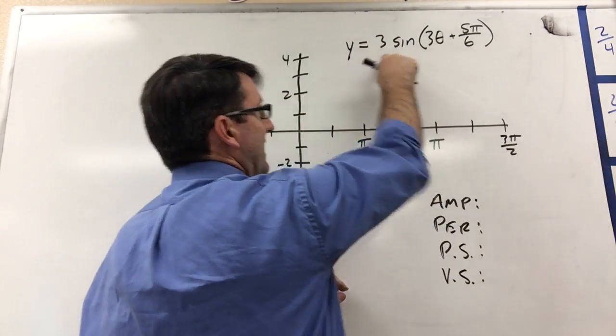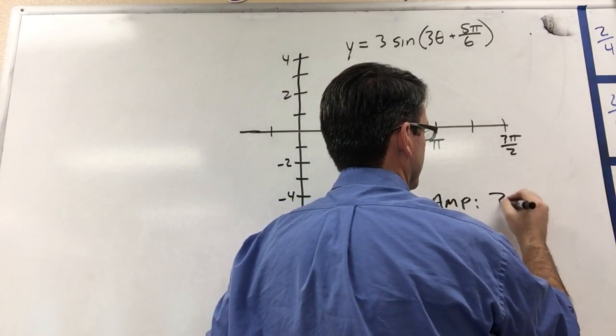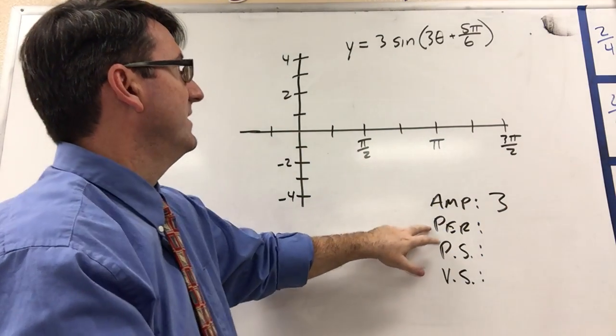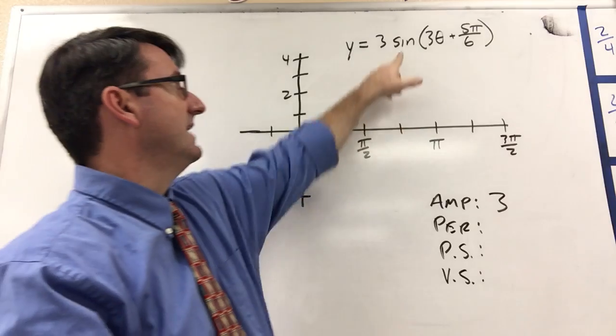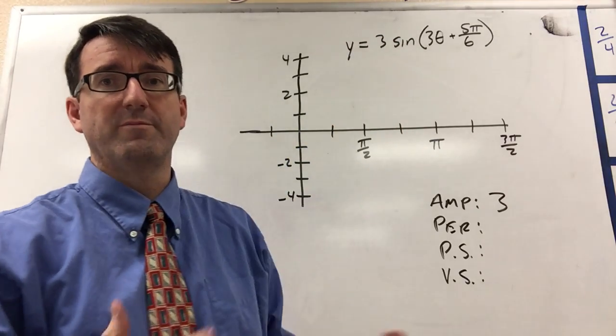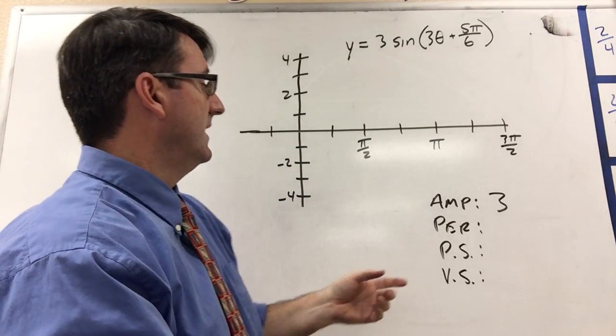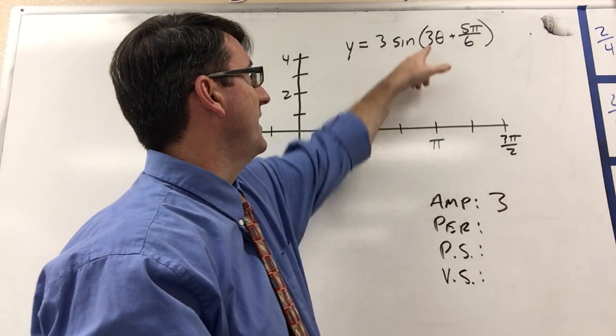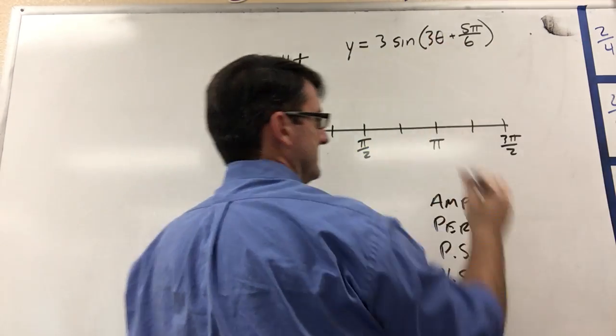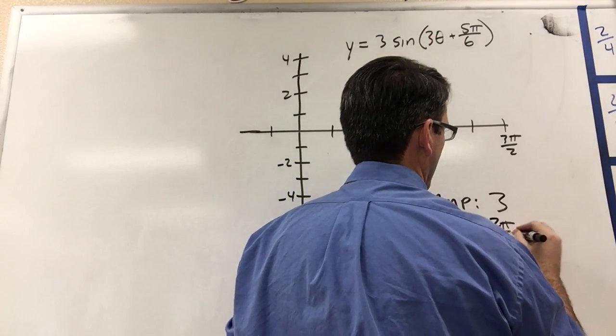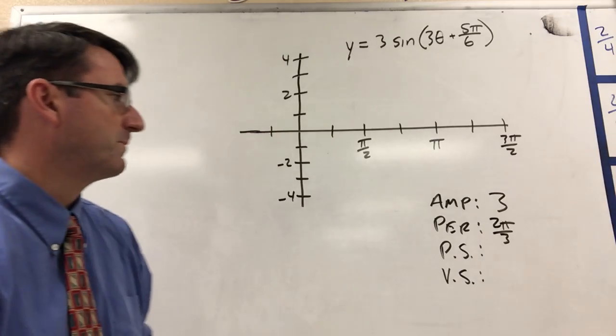It's just the absolute value of this first number out here. So the amplitude is 3. The period is going to be 2 pi, since it's sine. The normal period of sine is 2 pi. The period is 2 pi divided by b, which is 3. So 2 pi over 3 is going to be our period.